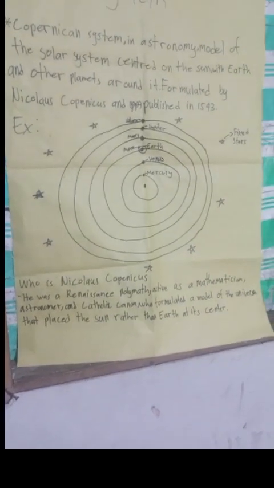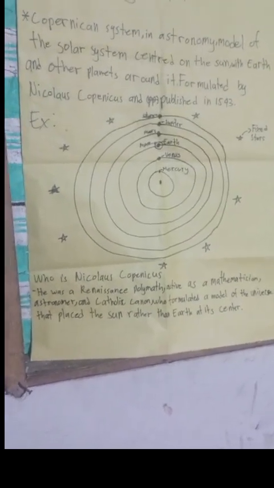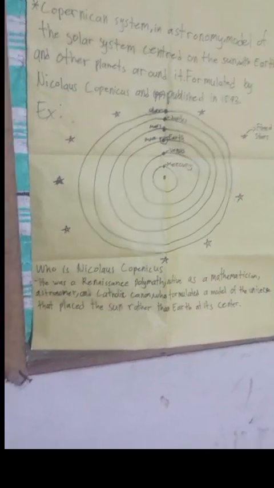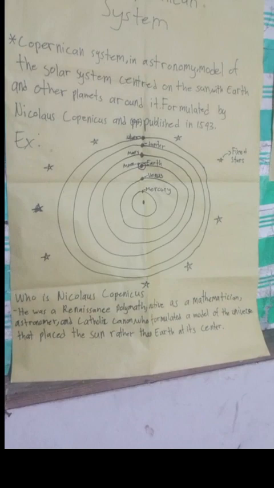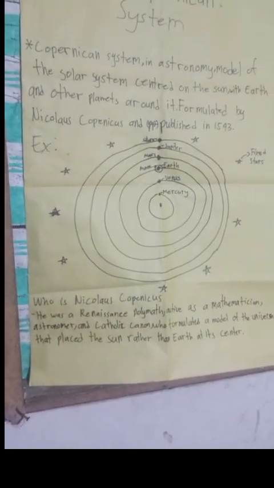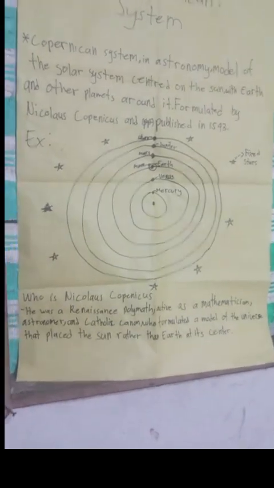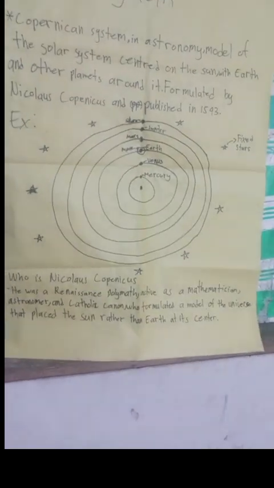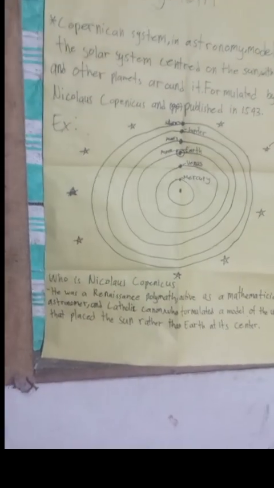And the one who made the Copernican system is called Nicolaus Copernicus, and he published this in 1543, which is quite tough since at that time people didn't know anything about astronomy, and they needed evidence in order to know if it was true or not.